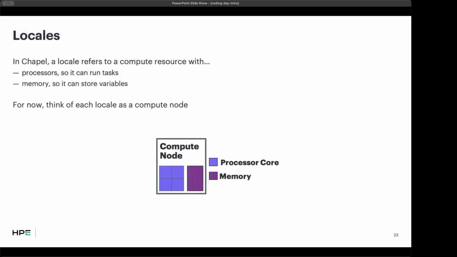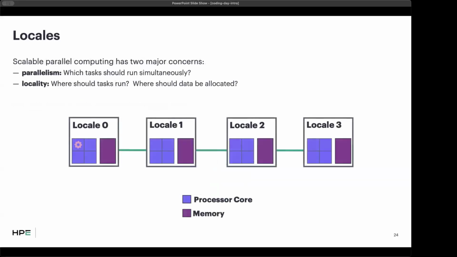And now we can talk about locales. So a locale, I've mentioned earlier, is a representation of where computation is run and where memory could be stored. So you can kind of think of a locale for now as a compute node. So like in this picture, a locale might have processor cores, one or more, and memory to store variables in. And locales help encode important concepts in parallel computing. So specifically, where should tasks run and where should data be allocated? And this is in addition to which tasks should be run simultaneously, which is another aspect of parallel computing.